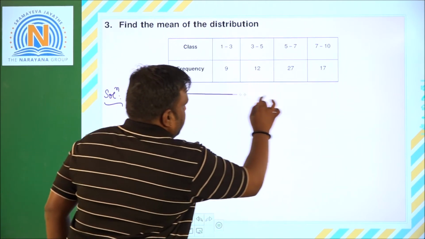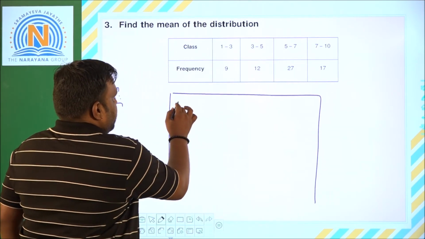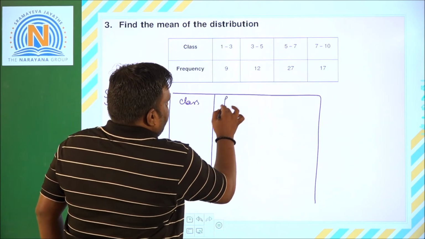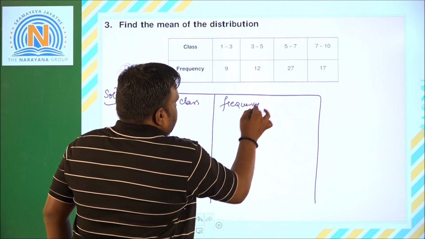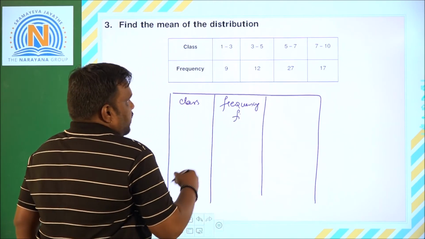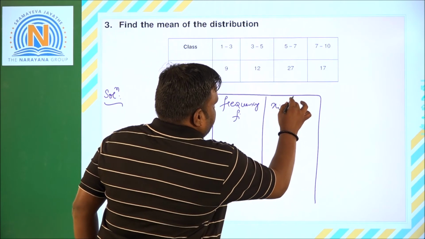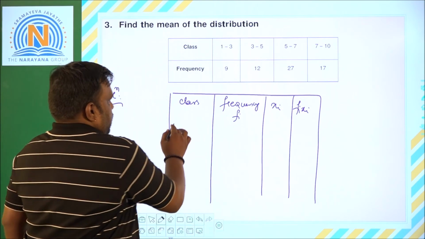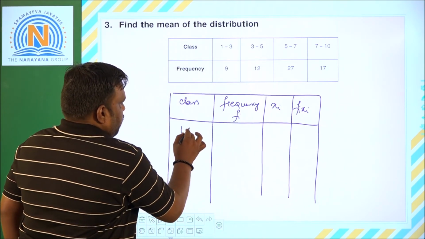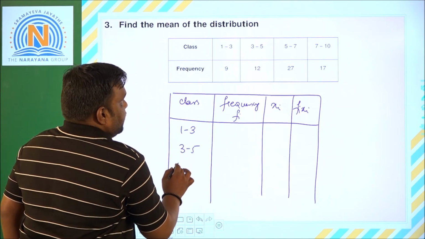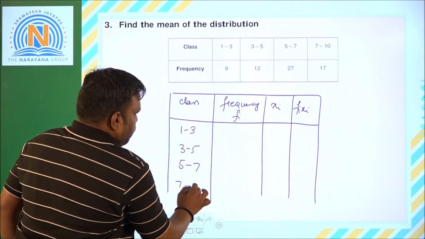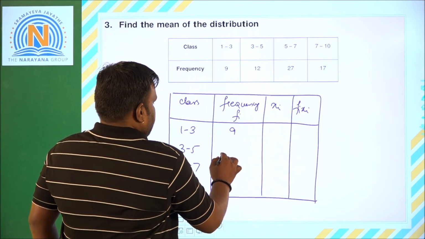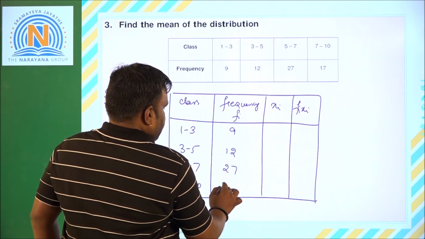For the case of finding out mean, first is a class, and next we have frequency. Take it as Fi, and the next class mark, that is Xi, and the last one again Fi Xi. So when you write the values here, the classes what we have, 1 to 3, 3 to 5, 5 to 7, 7 to 10. For this, the frequencies are 9, 12, 27, 17.